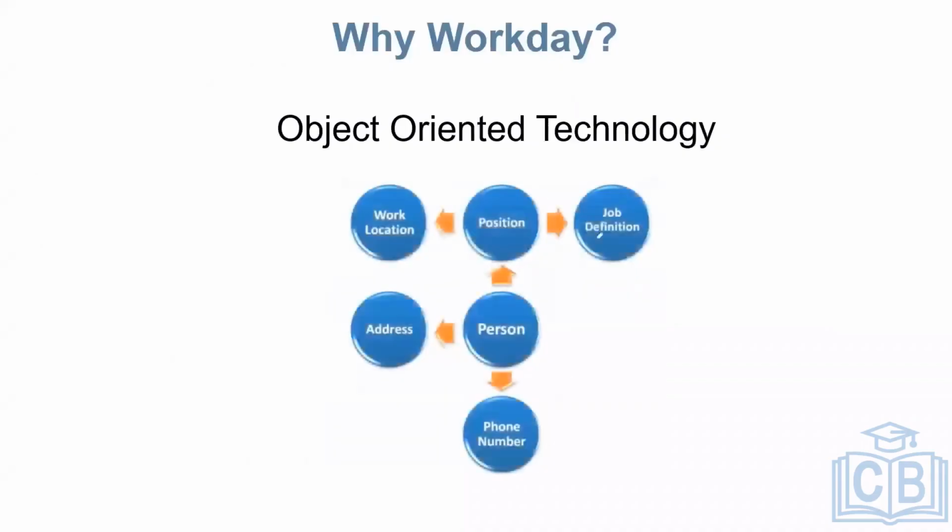We talked a little bit about object-oriented technology here. The person is a primary object. The position, phone number, and address are related objects to the person. The work location and job definition are related objects to the position. And all these relationships are stitched together by Workday.